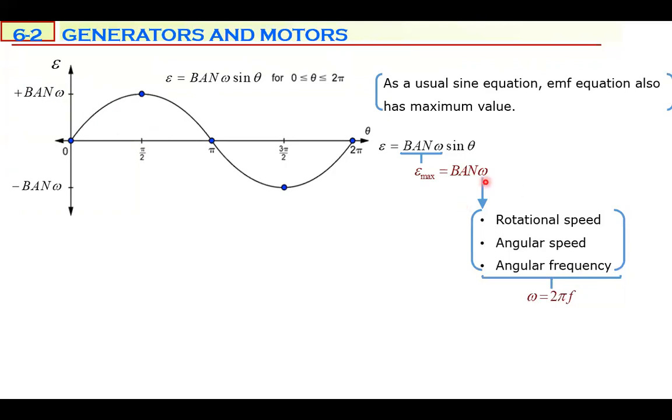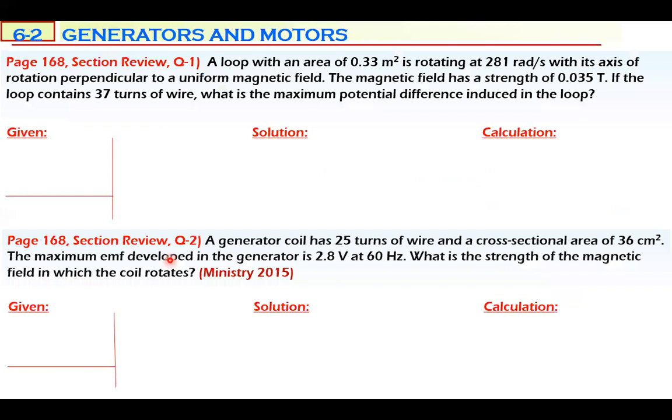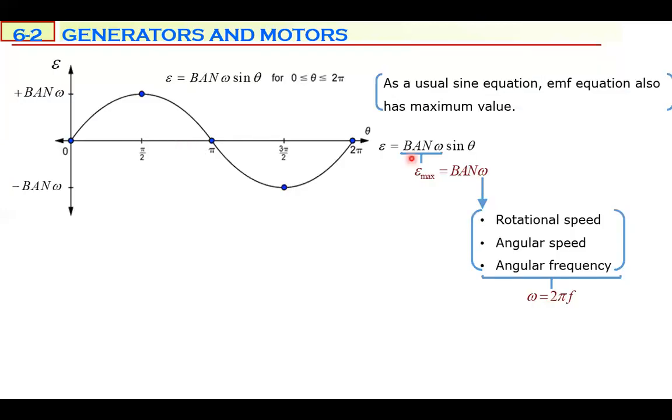This omega is known as angular speed. Remember, we know it from chapter 1, section 1. But in this section it is sometimes called rotational speed, or sometimes angular frequency. Angular frequency, angular speed, and rotational speed are three names for omega, which can also be calculated by 2 pi f. f is the frequency of the alternating current, and multiplied by 2 pi it gives the angular speed or angular frequency. Calculating the maximum EMF is not so hard. You just write the equation NBA omega, and you will find the maximum EMF.